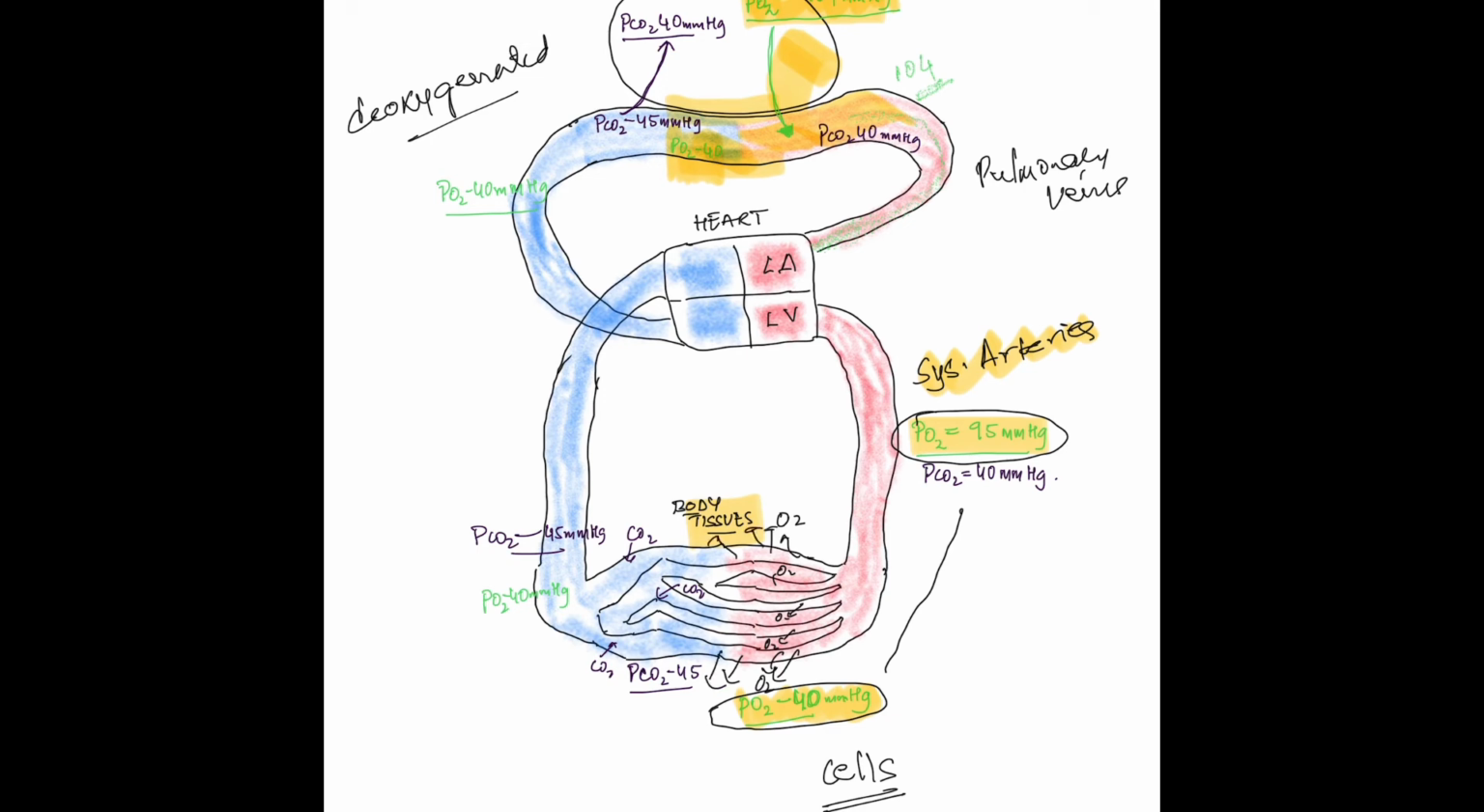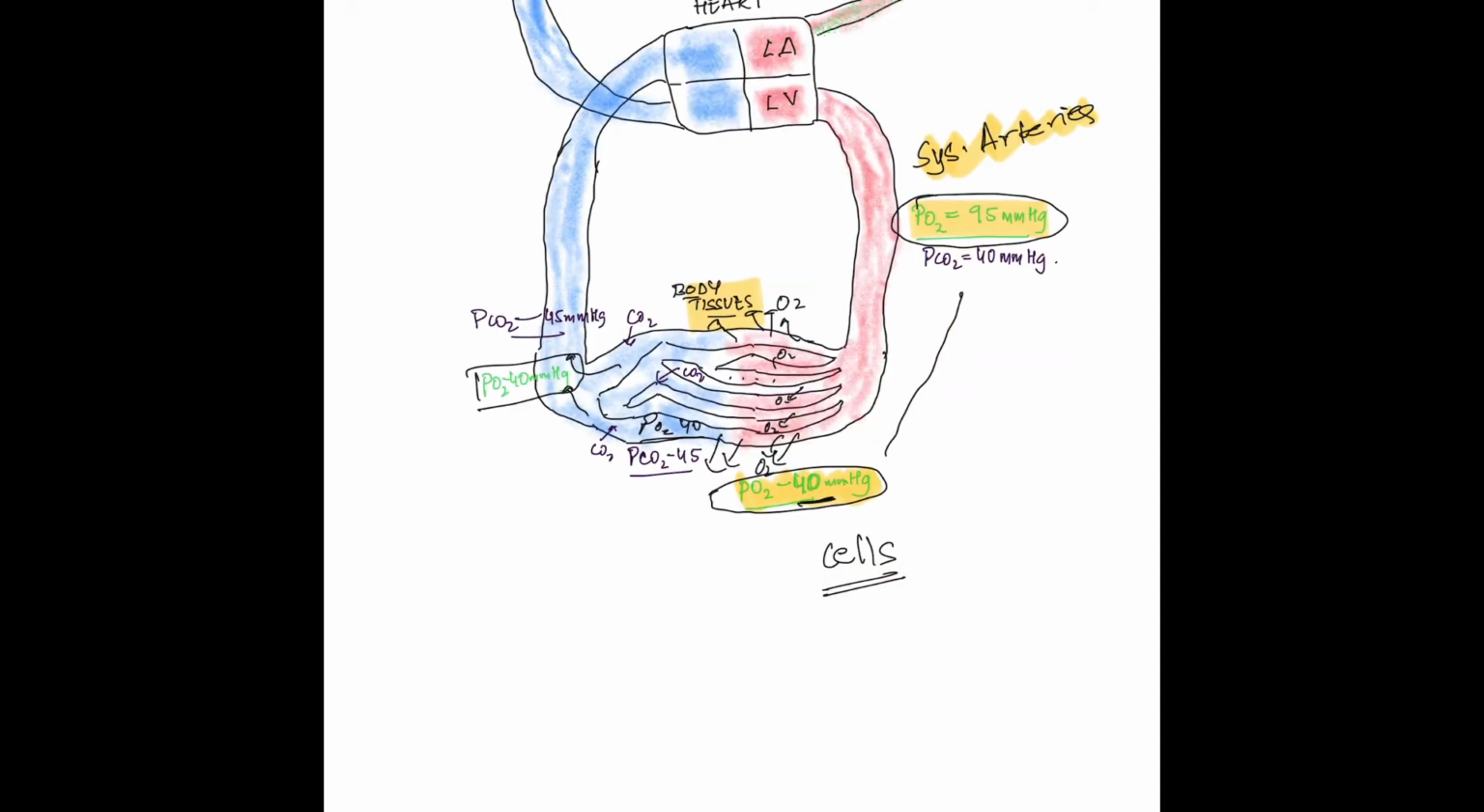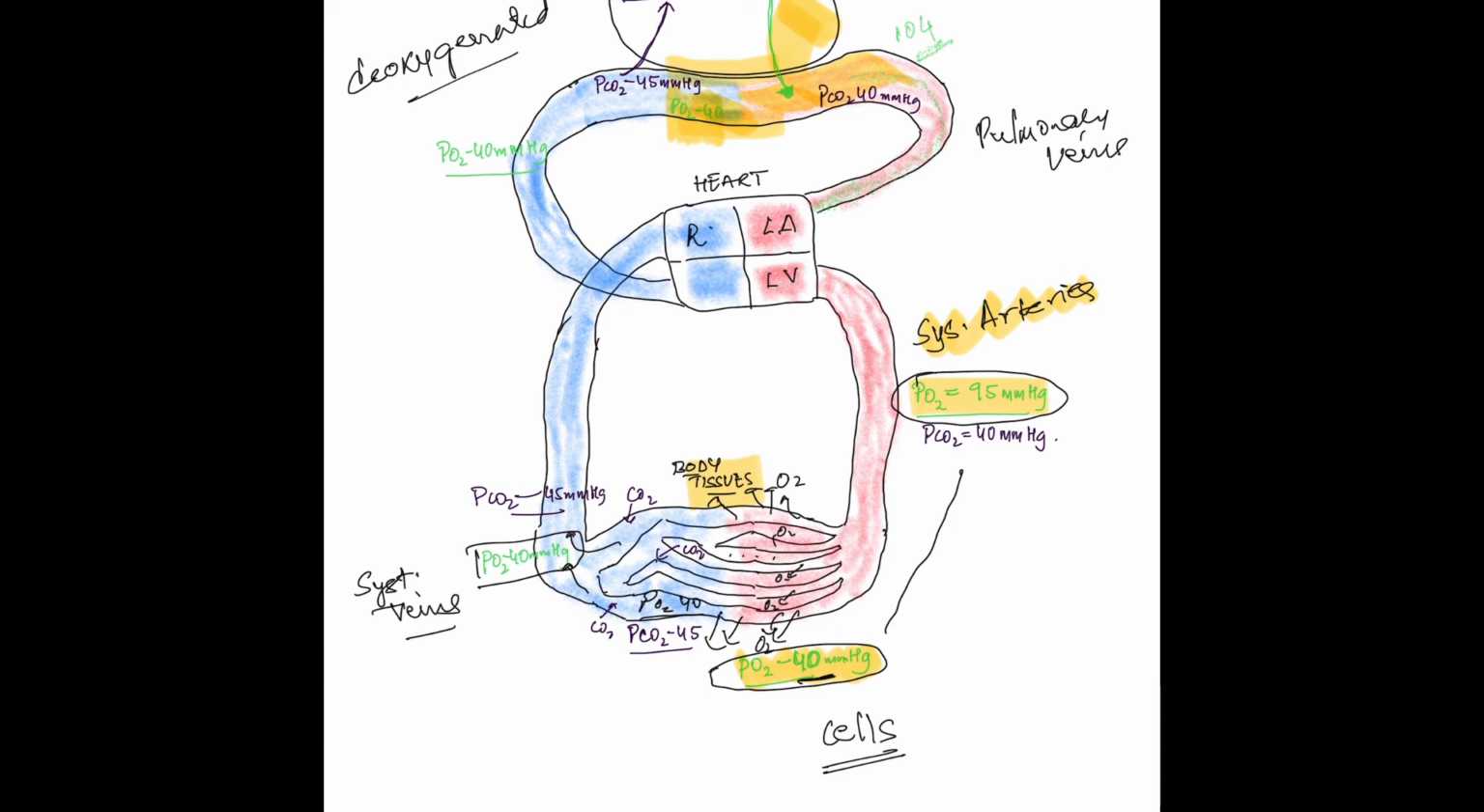As oxygen diffuses out of the capillaries, PO2 in the capillaries starts to fall, and it gradually falls to PO2 up to 40 millimeters of mercury, which is similar to the level of PO2 in the tissues. As there is no concentration gradient, diffusion of oxygen stops, and the remaining oxygen is carried by the blood into the systemic veins. So systemic veins have PO2 of 40 millimeters of mercury. They drain into the vena cava, and vena cava drain into the right atrium.